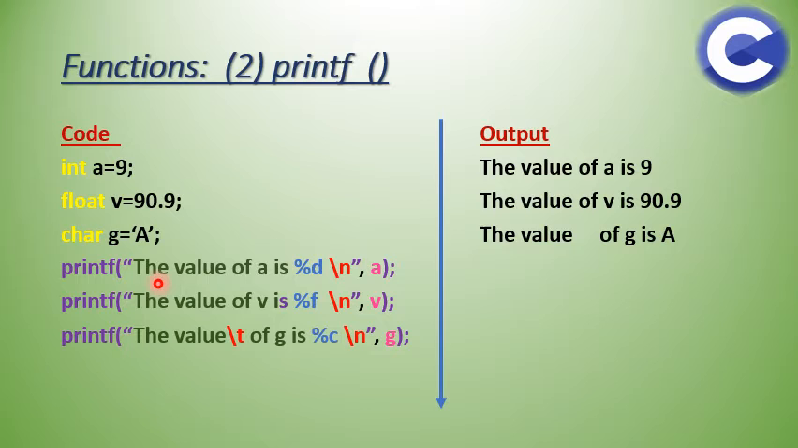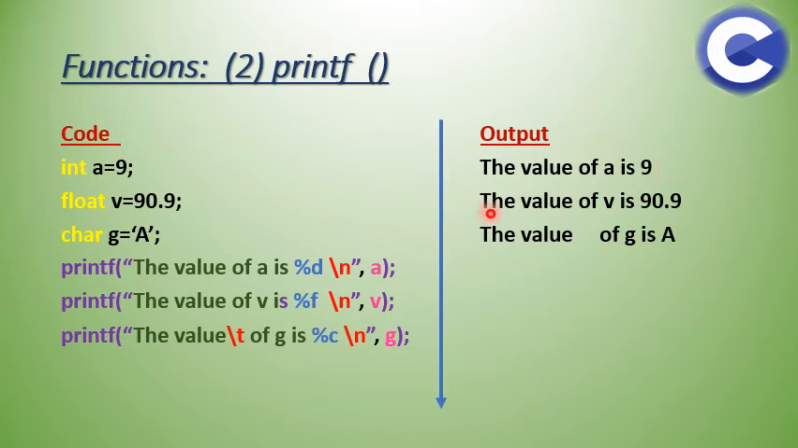So the output on your screen will be "the value of a is 9" and then your escape sequence character, that is \n. In my previous video I have explained that \n means new line. So after the output on your screen, the value of a is 9, your cursor will automatically go to the next line. Here you can see the value of a is 9.